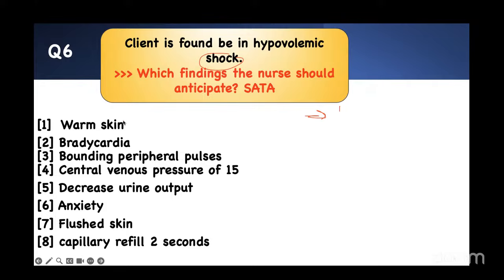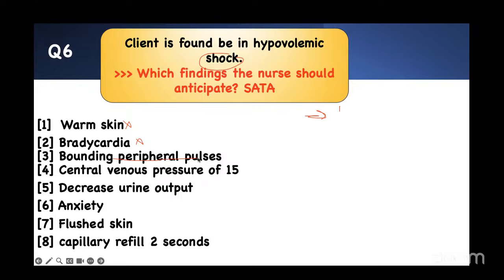Your skin is not going to get warm. There's no way, right? You're going to be what? Tachycardic, like the patient was, hypotensive and tachycardic. So you're not going to be bradycardic. Just because you know bradycardic is bad, it does not answer the question. A shock patient is supposed to have tachycardia. Your pulse is not going to be bounding.